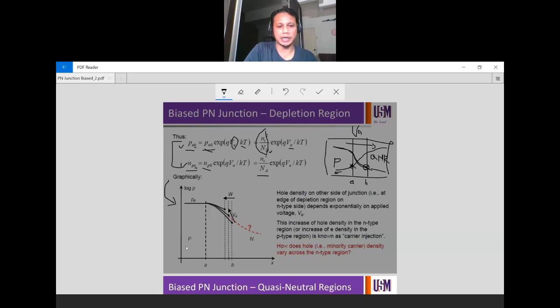So P is on the left hand side, N is on the right hand side, and then you can see due to the application of VA here, the carrier concentration increases at the end of the depletion region, right? So the higher the VA, the higher your PNB and NPA, right? So hole density on the other side of the junction, that is edge of depletion region on N-type, depends exponentially on applied bias voltage VA. And the same goes to electron on the other side as well. Okay, this increase of hole density in N-type or electron in P-type is known as carrier injection.